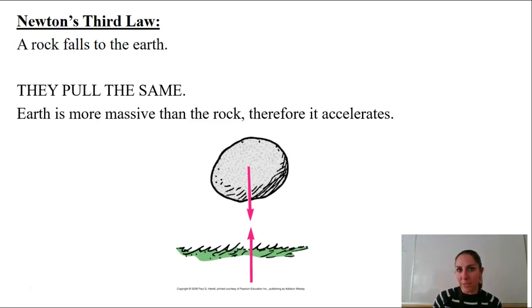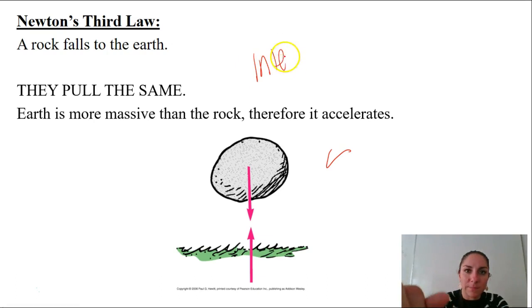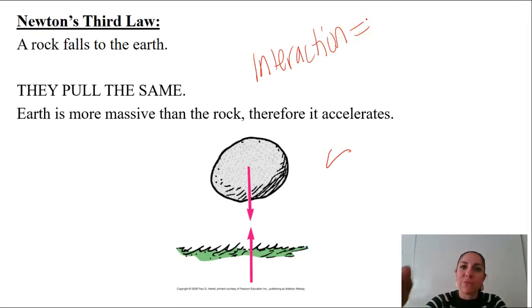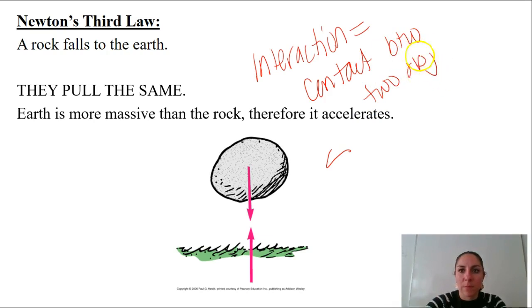Here are some applications of that. In this case the interaction is going to be the earth and the rock. So let me see if I can write here. By the way, an interaction is just a big word for what happens when two objects come in contact. And that's what Newton's third law focuses on.